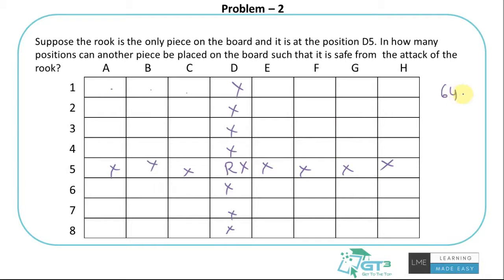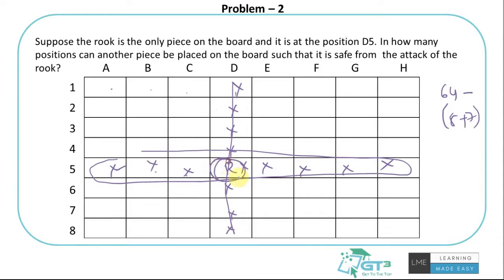Rather I would do 64 minus, I will eliminate all of these cross marks. There will be 8 in this and there will be 7. I am excluding this part because I am already counting this here. So that's 8 plus 7, so basically there are altogether 15 positions, right? All of these crosses together, if I sum it up, 8 plus 8 is 16, but this is counted twice, so it is 15. So 64 minus 15 would be 45.